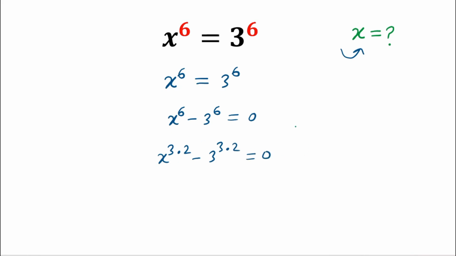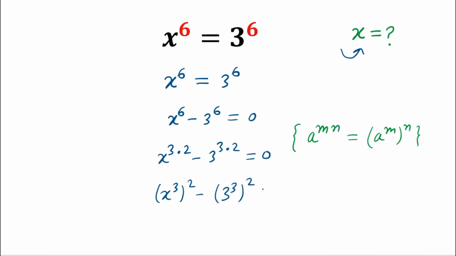Now we know that a^(m×n) equals (a^m)^n. If we apply this rule, then this expression is (x^3)^2 minus, and this expression is (3^3)^2, and this equals 0.